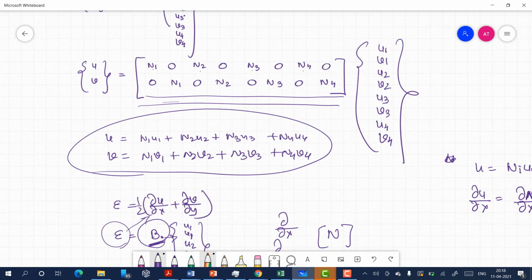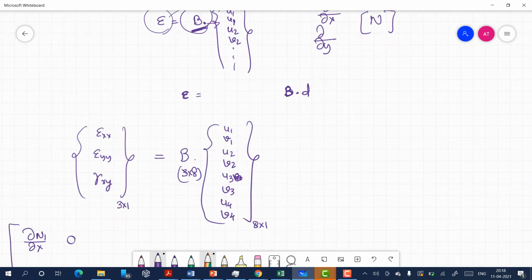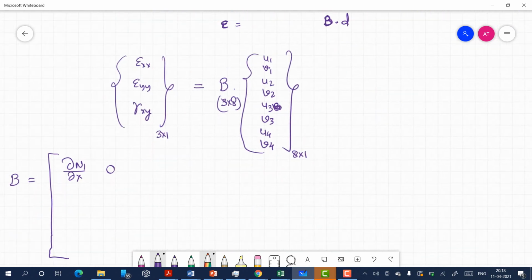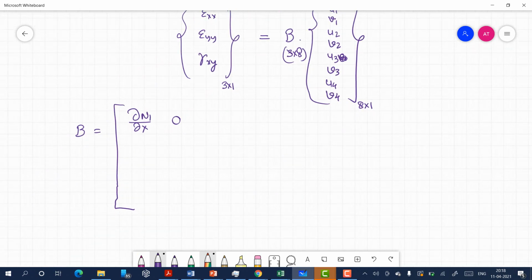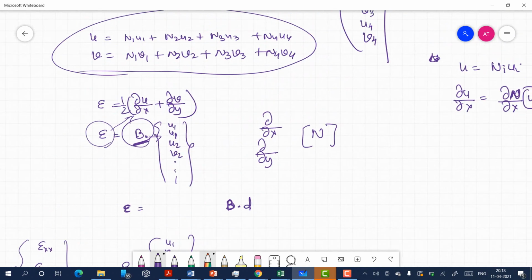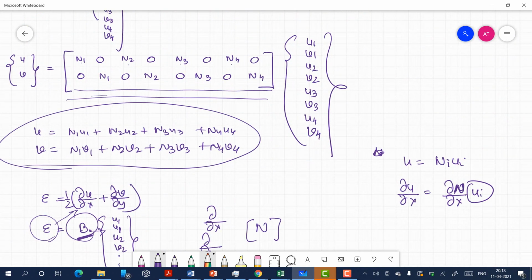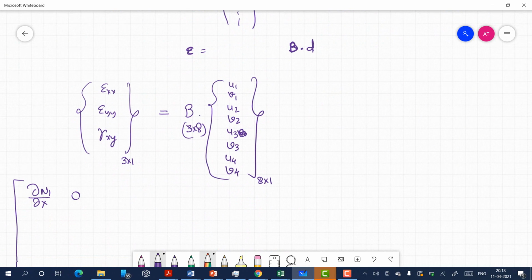Remember our N matrix also. The N matrix is actually 2 cross 8, and we are making it 3 cross 8. You will see why we are doing it. It might look complicated, but you know what we are doing. Here we wrote it in this complicated matrix form, but it simply means this in equation form, so there is nothing to bother about here. We will see what we mean by the B matrix once we write it.